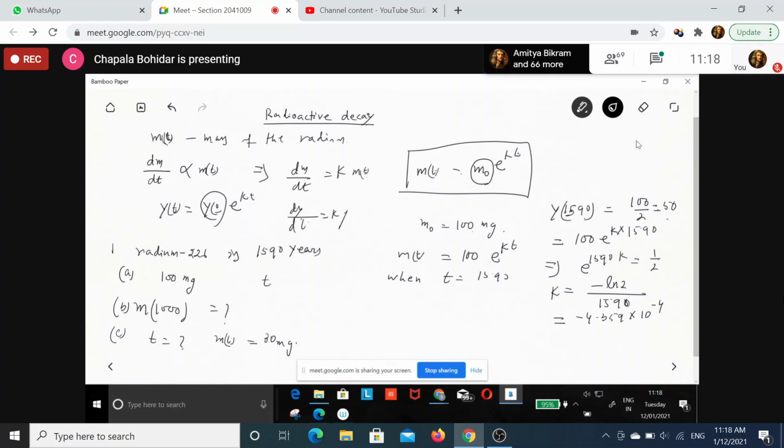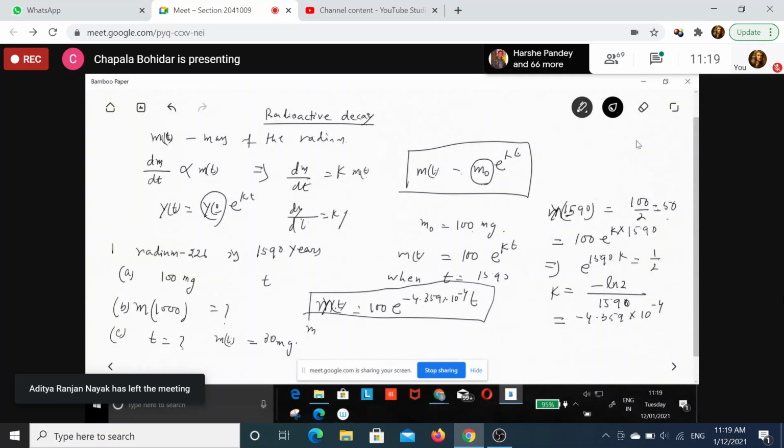So now after getting this value, what is the question asking? Now you can write M(t) is equal to 100 e to the power minus 4.359 into 10 to the power minus 4, then t. Sorry, I wrote Y(t) earlier, it should be M. What we want to find out is M of 1000, which is bit B. Bit A is over. Clear? All of it clear here?